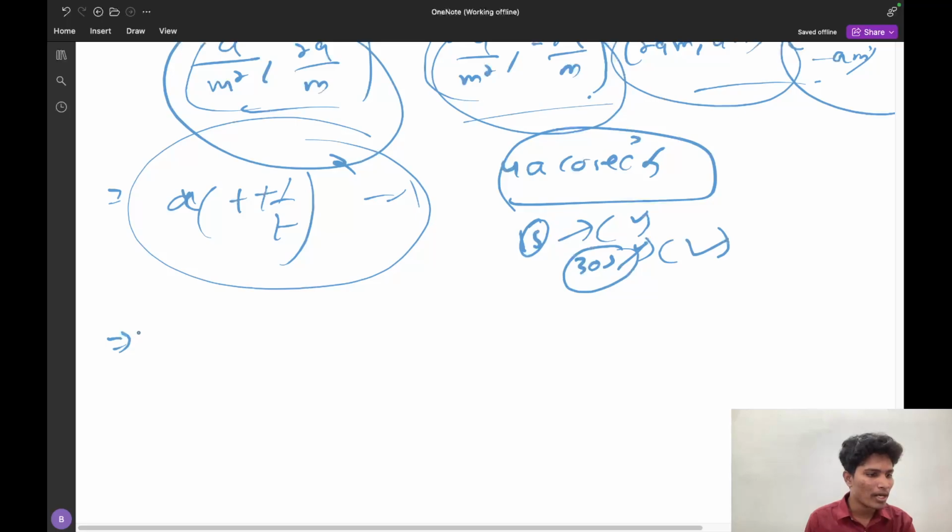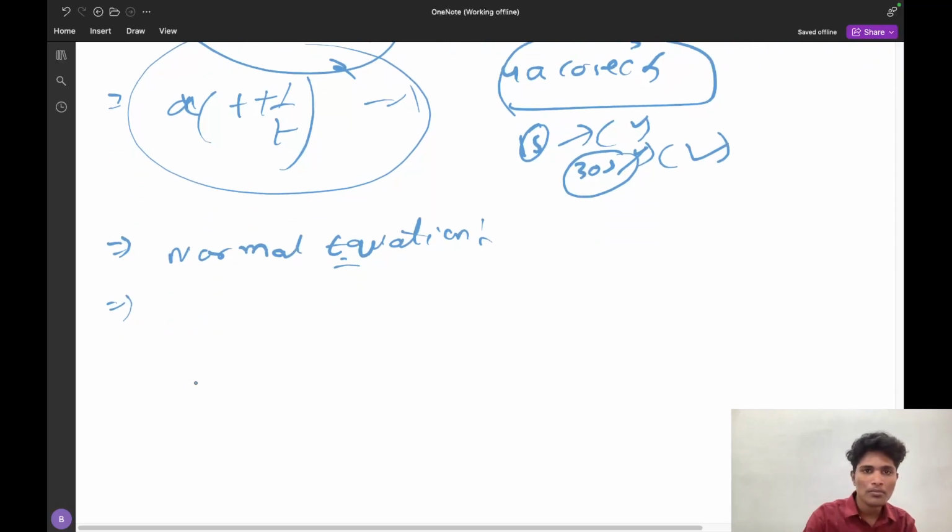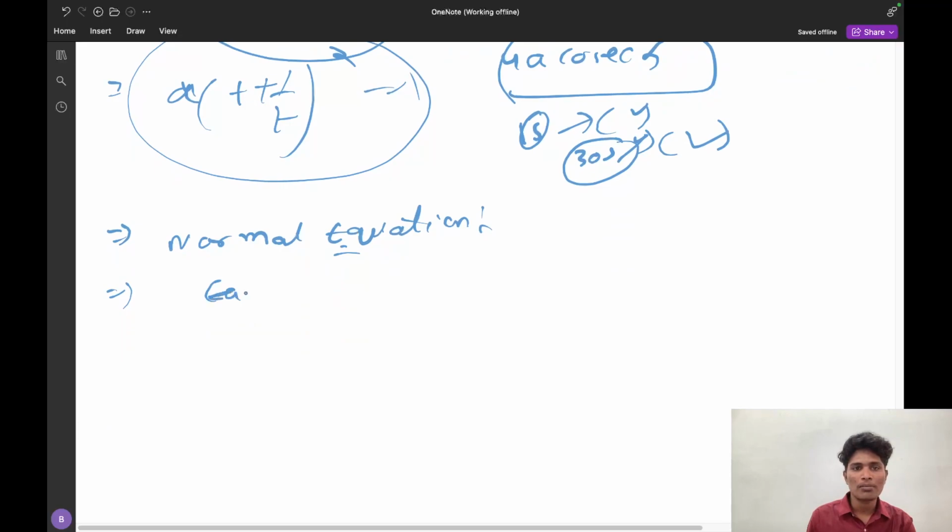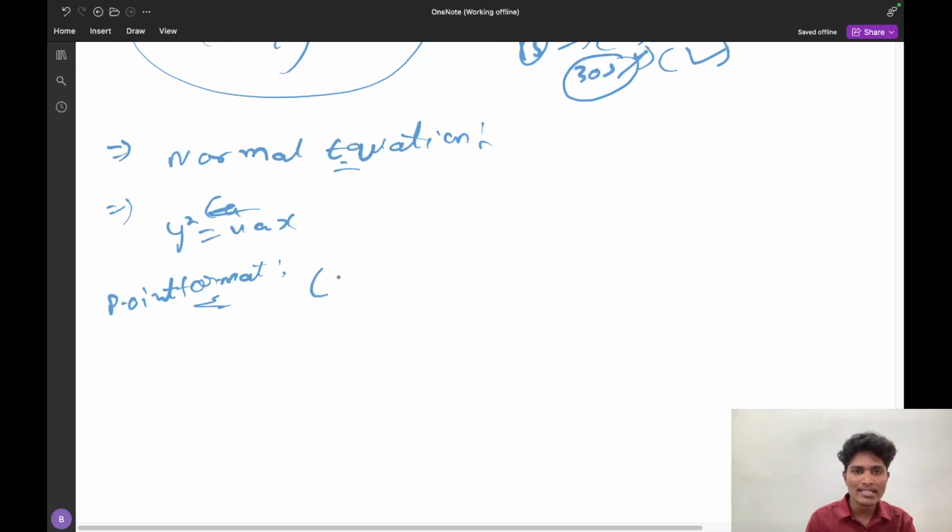Now comes the important topic, that is normal. What is the normal equation? I already discussed. Suppose I discuss y square is equal to 4ax, for this also there will be 3 formats, I think. That is the point format, parametric format, and slope format. Suppose now I am discussing the point format. What will I get?